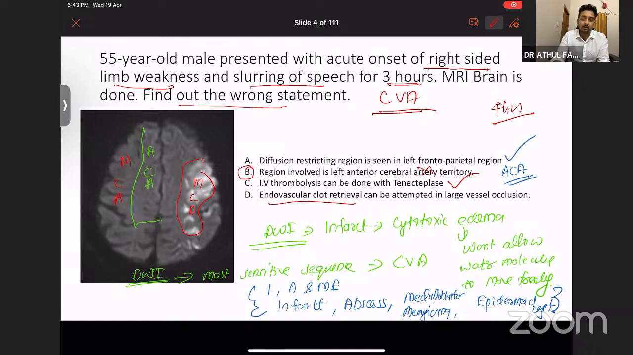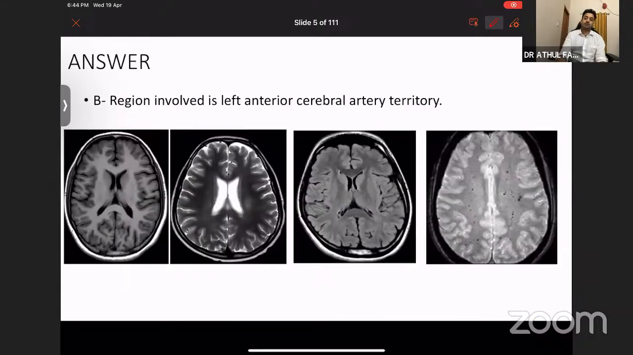The second one says the infarct is in the middle cerebral artery territory. So you have to understand that this territory is supplied by the posterior cerebral artery. This part, the medial portion, is supplied by the anterior cerebral artery, and the lateralmost portion is supplied by the middle cerebral artery. So these are the vascular territories of the brain, and you should be thorough with this. Okay. So this is about the diffusion weighted images.